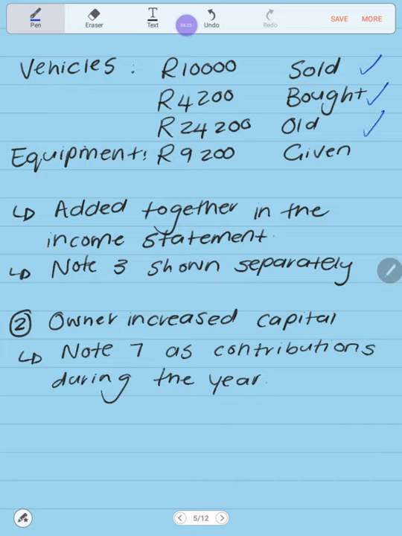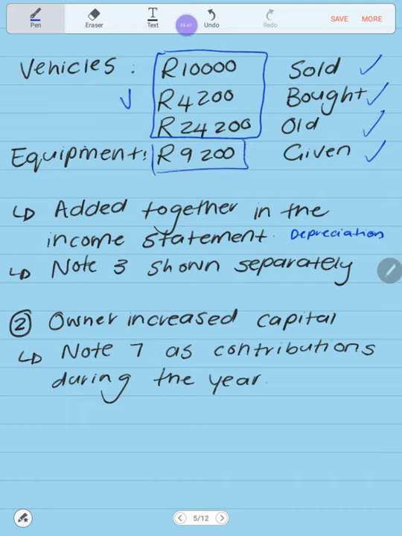And then your equipment was given to you. What will you do to it? You'll add all of them together in your income statement next to depreciation under operating expenses. All right, and you will show it separately in note 3, which is your fixed asset note. This is the new depreciation for vehicles, and then that would be for equipment.